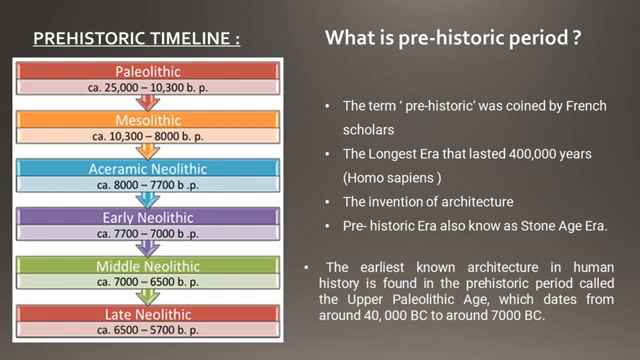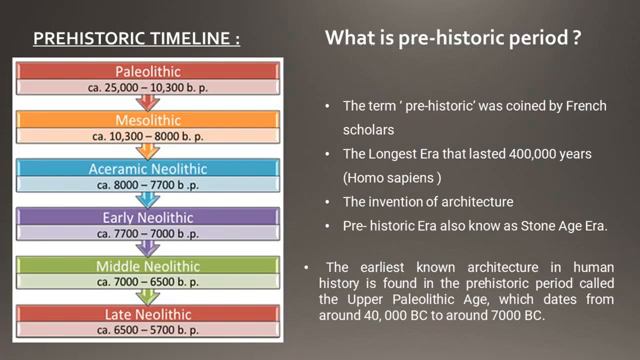The oldest era of time is known as prehistoric, a term coined by one of the French scholars. It is the longest era, of Homo sapiens, and the invention of architecture happened in this old era. The prehistoric era is also known as the Stone Age era. It is the earliest known architecture in human history, dated around 40,000 BC to 7,000 BC in the Upper Paleolithic era.